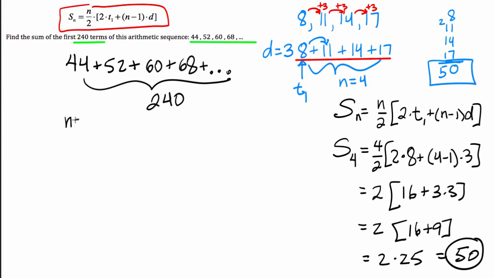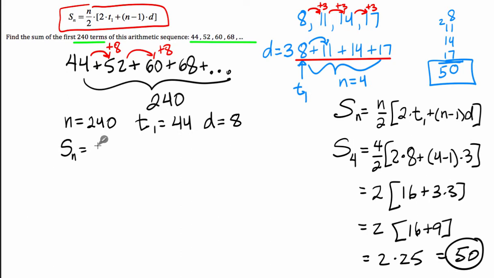So that means n is going to be 240. The very first term, t1, is 44. And we need to figure out the common difference. So we go back up to the list of numbers. 44 plus 8 is 52. 52 plus 8 is 60. And so we realize that the common difference for this arithmetic sequence is 8. So on to utilizing the formula.